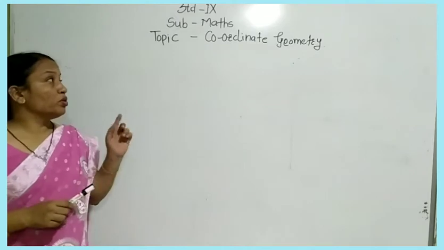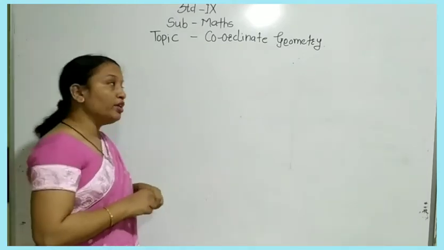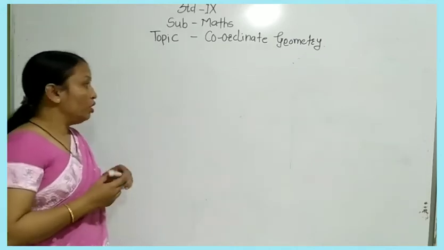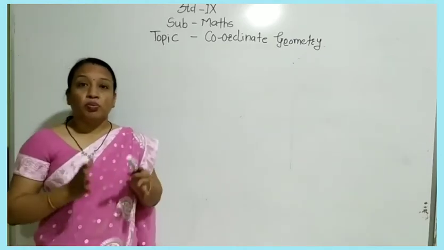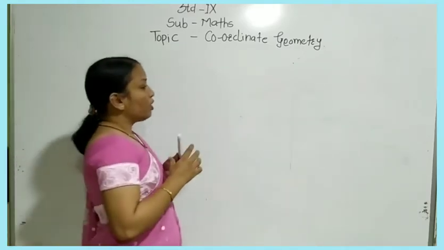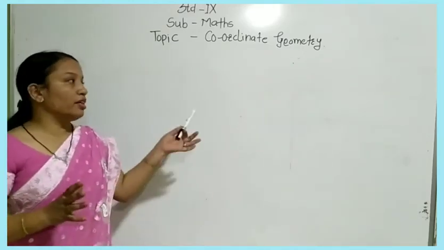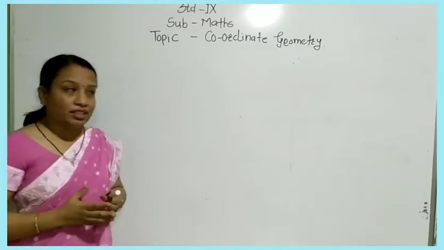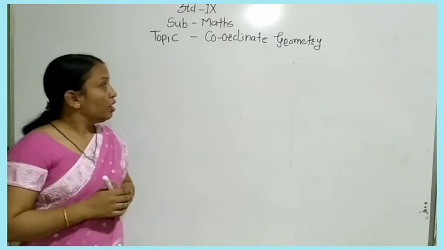Today we are going to start a new chapter, that is coordinate geometry. In daily life we use coordinate geometry everywhere to locate positions and to make maps. Coordinate geometry is useful. So today we are going to see the basic concept of coordinate geometry: what are the coordinates, what are the axes, and what are the quadrants formed by the axes.